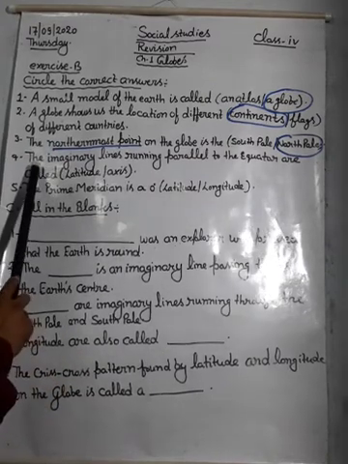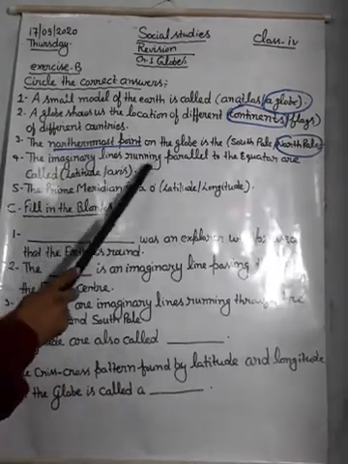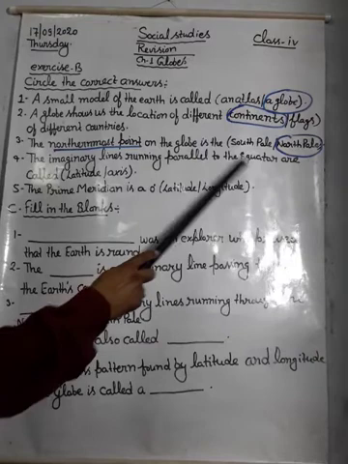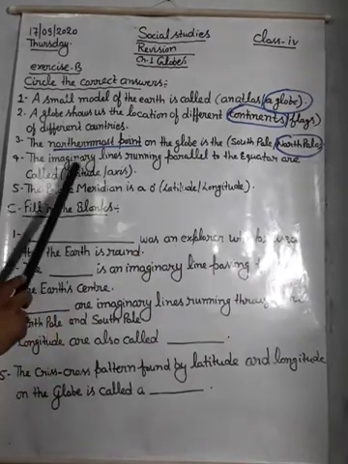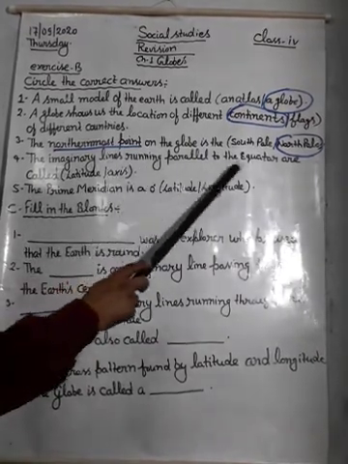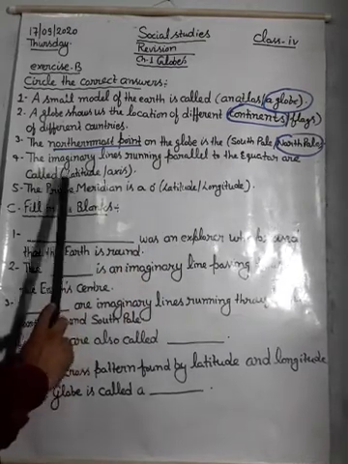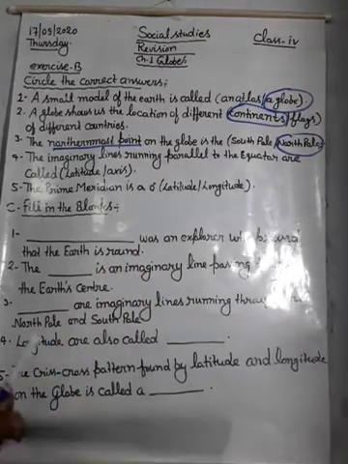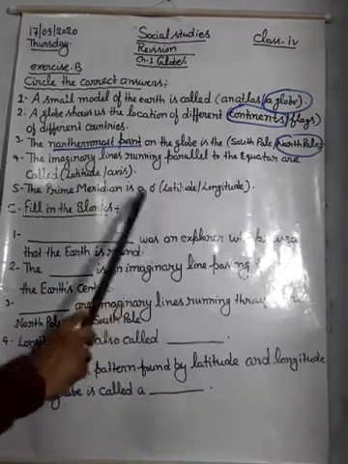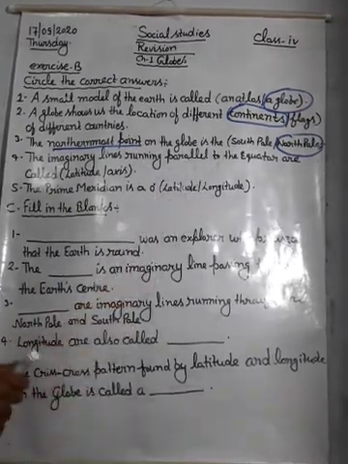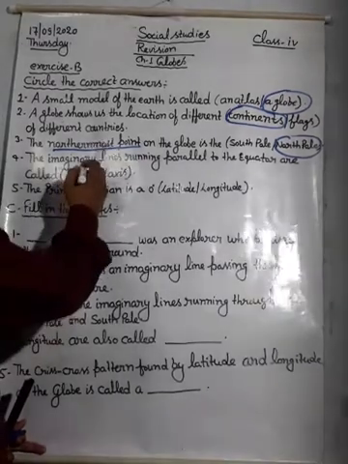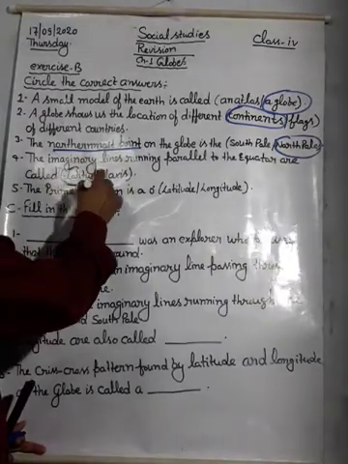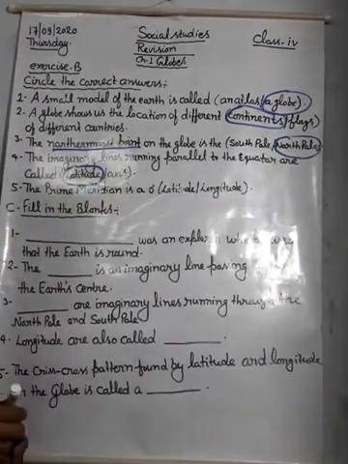Next is: the imaginary lines running parallel to the equator are called latitude or axis. What is called? The imaginary lines running parallel to the equator are called latitude.